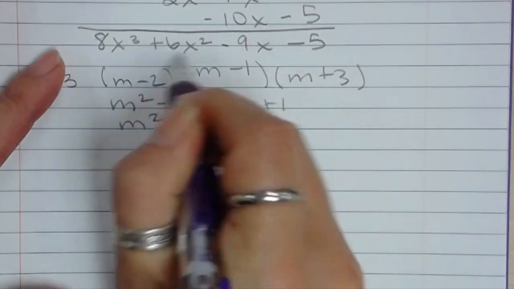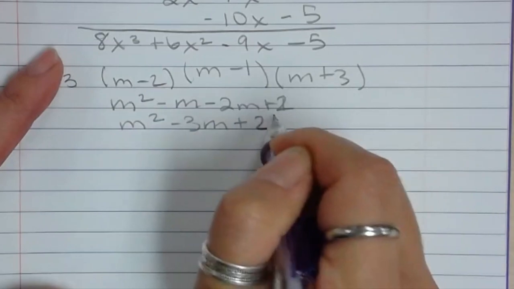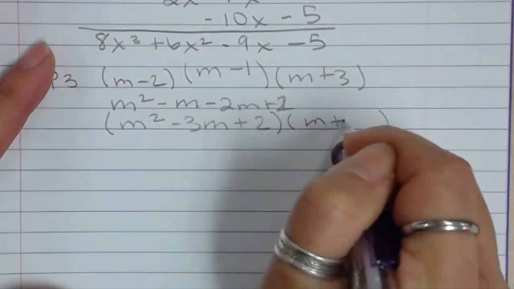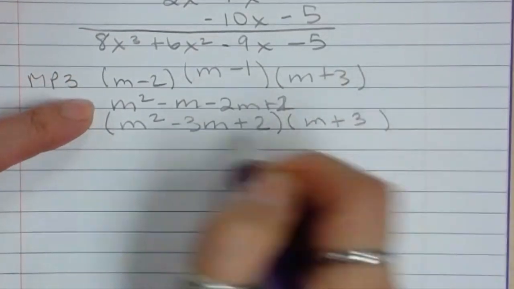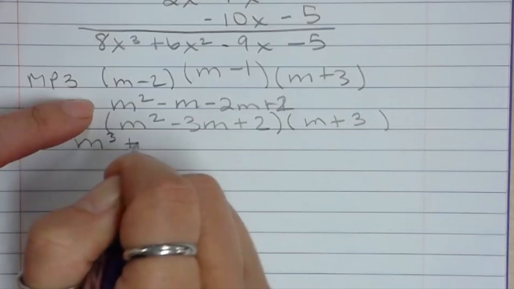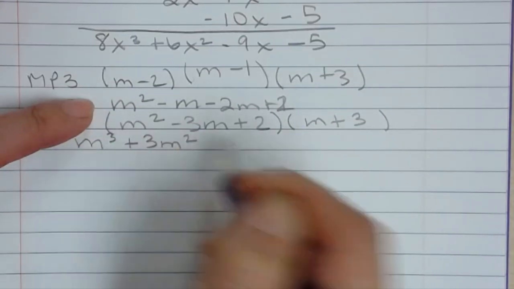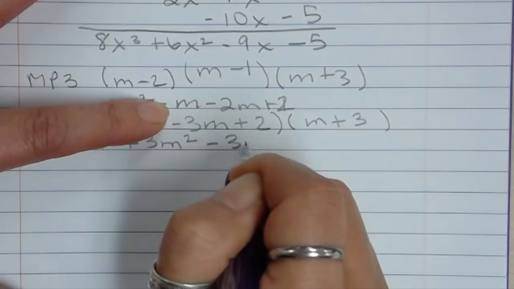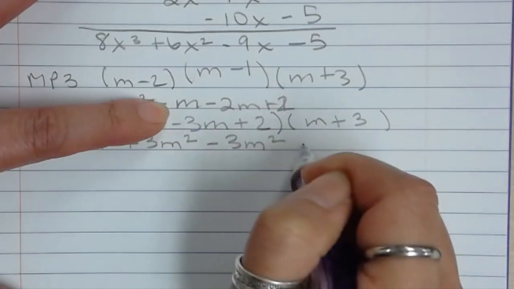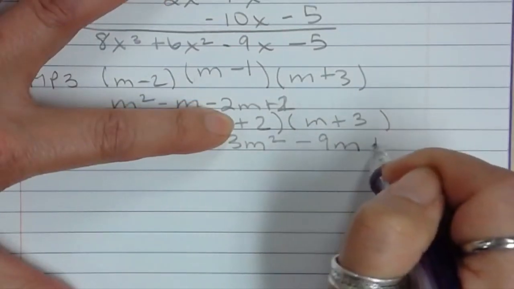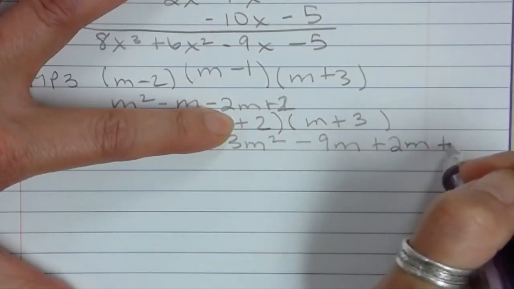Oh my goodness, I just caught a mistake. Okay, I'm going to take that trinomial and I'm going to multiply it now with m plus 3. M cubed plus 3m squared. Next term. Minus 3m squared minus 9m. Next term. Plus 2m plus 6.